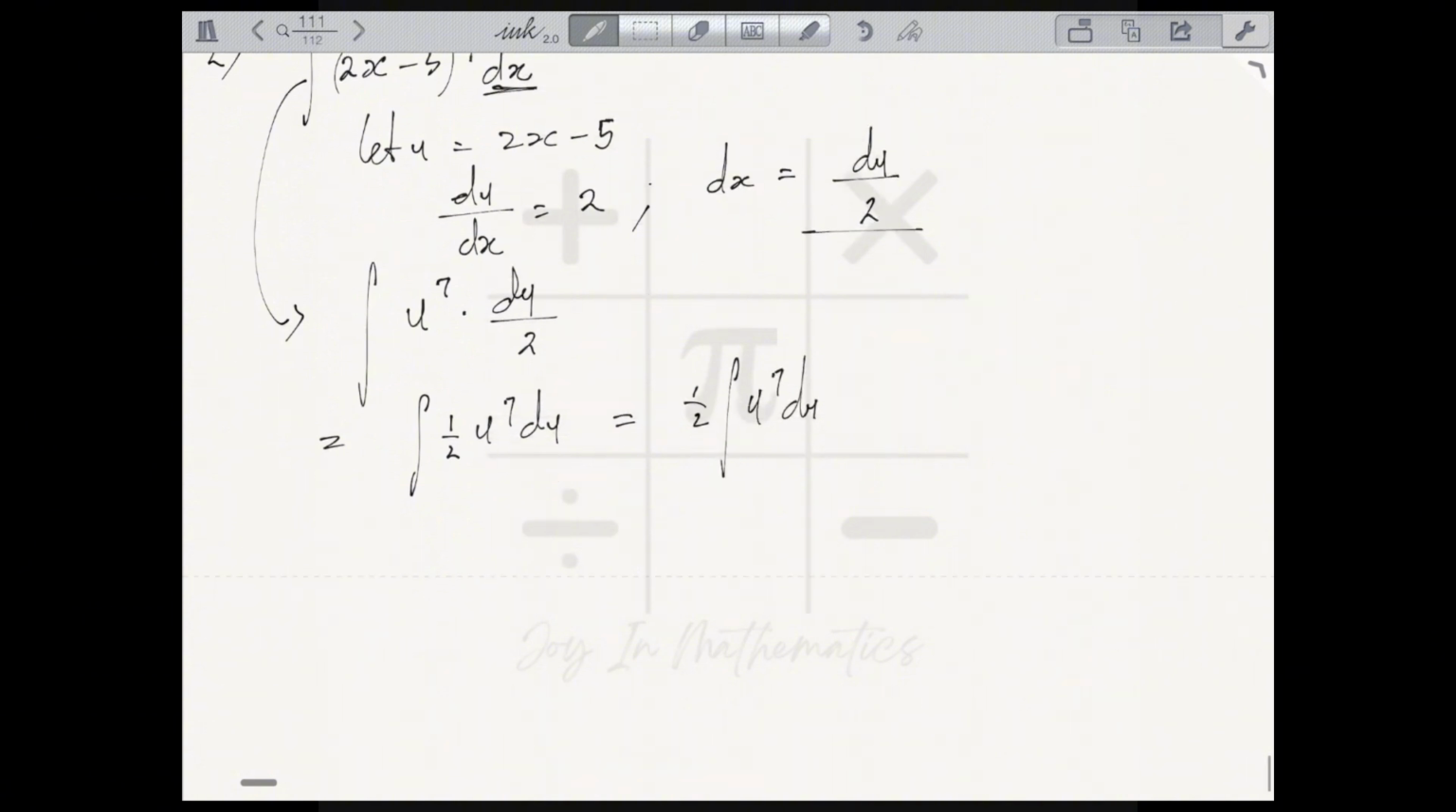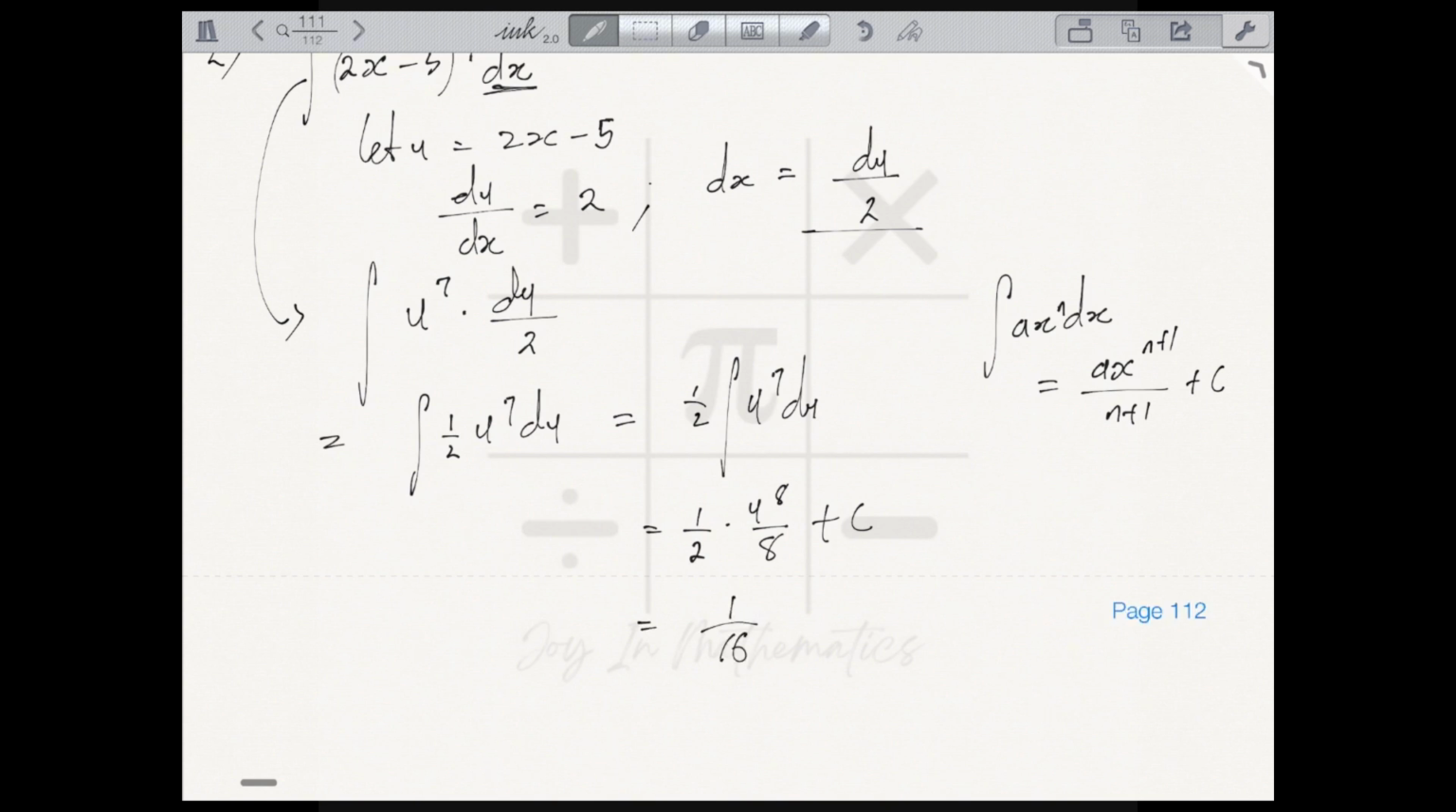Now this is a standard integral, and this brings us back to the integration of ax raised to the power n with respect to x, which will give us ax raised to the power n + 1 divided by n + 1, plus c. Applying this here, we have 1/2 multiplied by u raised to the power 8 over 8 plus c. So this gives us 1/16 u to the power 8 plus c. Therefore, we substitute our u back, and we have 1/16 (2x - 5) raised to the power 8 plus c.